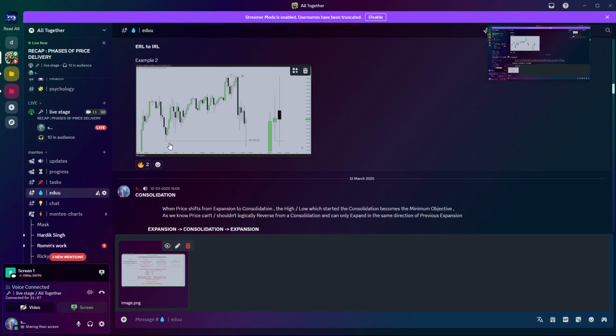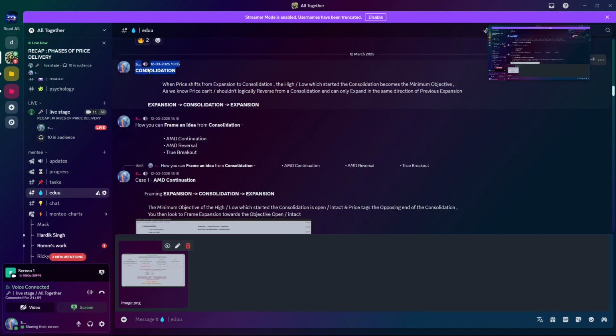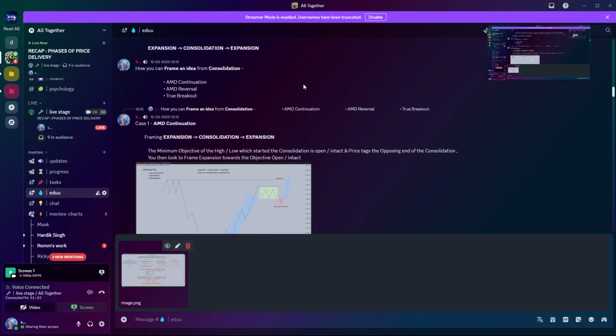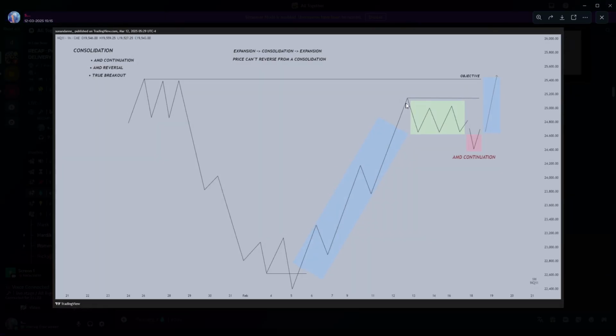Moving on to the third phase of price, which is consolidation. When price starts moving in a clear range, clear range high, clear range low, just like here, and starts trading within it, then don't frame anything until price stays inside the range. Mark out the range high, mark out the range low. You only look to frame expansion to any side once price tags any end. You don't try to predict that it will hit this end or that end.